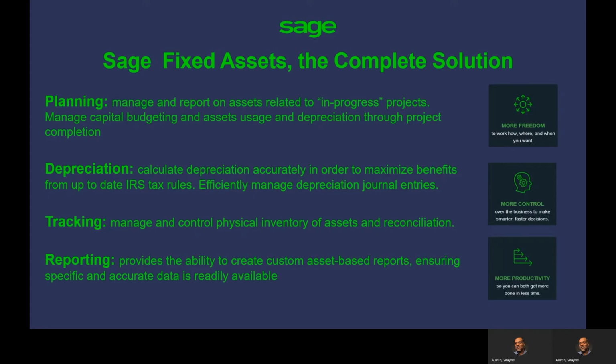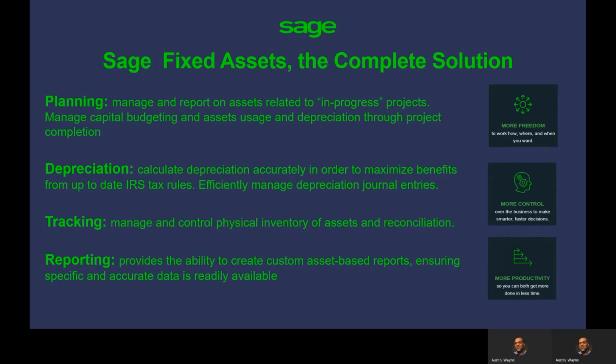The 3 modules are the planning module, which handles CIP or in-progress type projects, which can then result in assets being sent directly to the depreciation module to start depreciating. And of course, the depreciation module, where you can handle all of your depreciation calculations for tax or GAAP, state, AMT, or ACE books, and be able to calculate all of your depreciation requirements for your fixed assets.